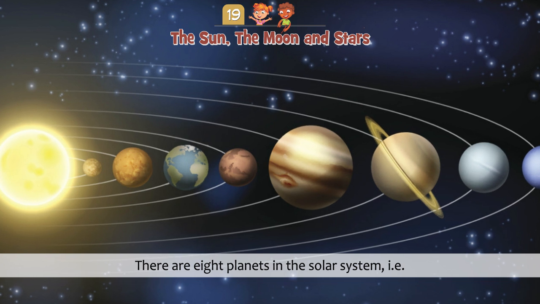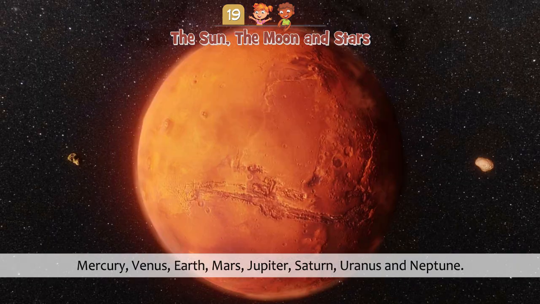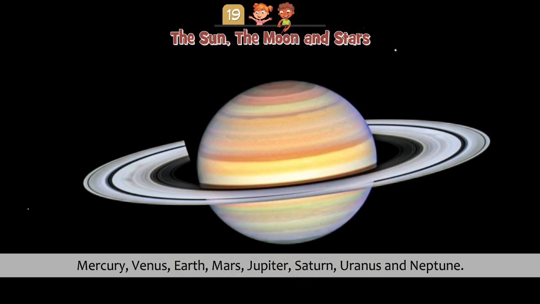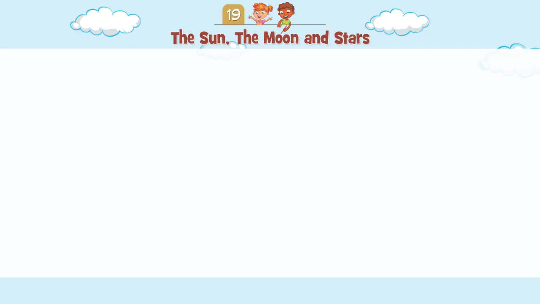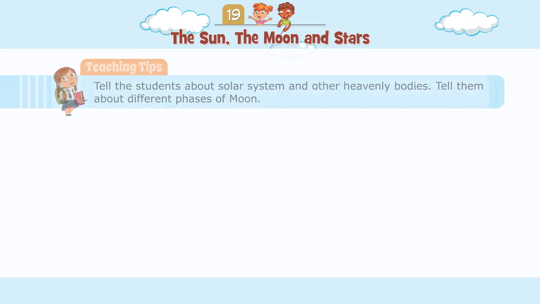There are 8 planets in the solar system, that is, Mercury, Venus, Earth, Mars, Jupiter, Saturn, Uranus and Neptune. Teaching tips. Tell the students about solar system and other heavenly bodies. Tell them about different phases of moon.